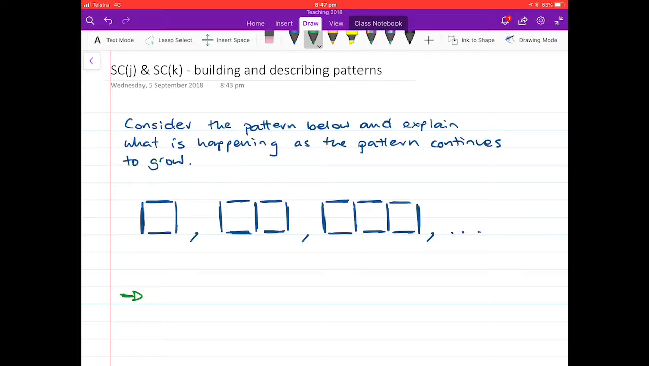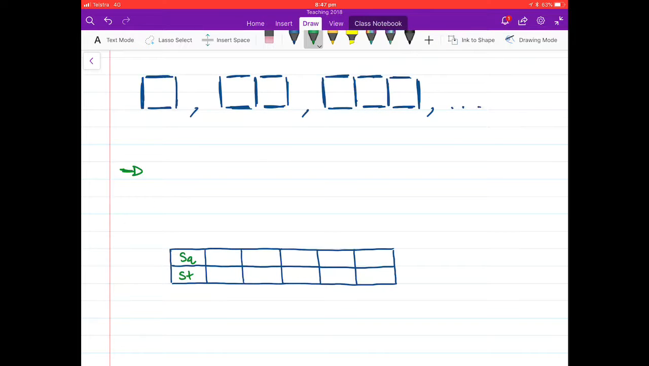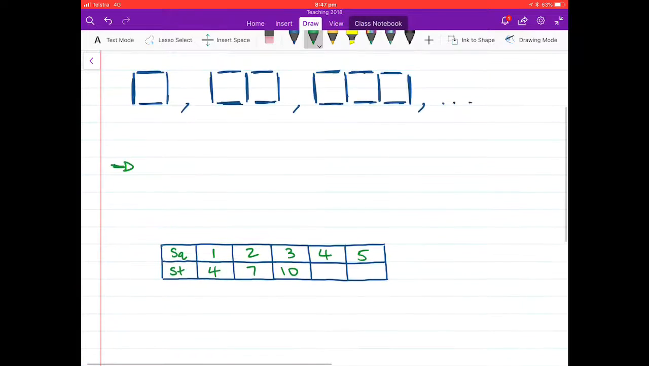If you're struggling for things to come up with, at the bottom of the other example that we looked at, the previous one, we started to put some values in a table, which is going to help us have another look at exactly what's happening here. So up top here, we've got how many squares we have in the pattern, and then down here we have how many sticks we use for the pattern. So for one square, we've got 4 sticks. For 2 squares, we've got 7 sticks. For 3 squares, we've got 10. 4 squares, 5 squares, we're not too sure just yet.